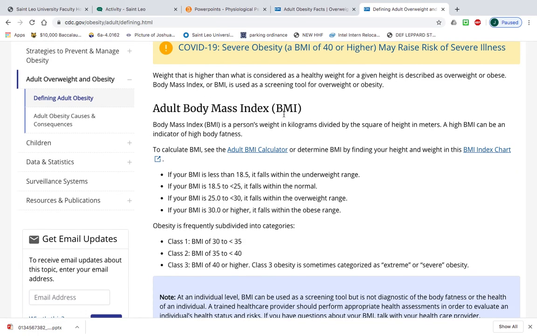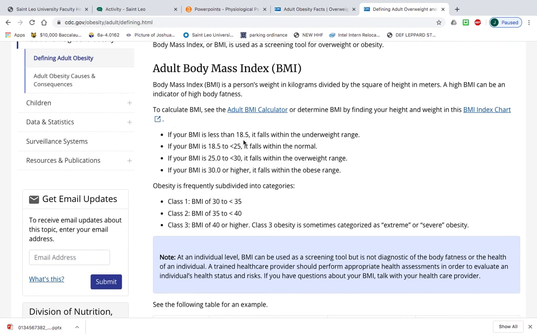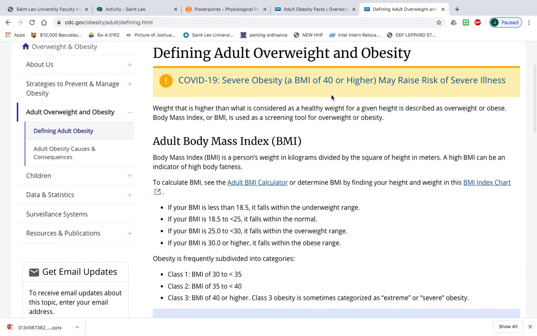But here you can see what the body mass index is. Most of you are probably familiar with that to a certain extent. You can see it's a person's weight in kilograms divided by the square of height in meters. You basically get an idea there. And here you can see the BMI ranges. Under 18.5 is underweight. 18.5 to 25 is normal. 25 to 30 is overweight. 30 or higher is obese. 40 or higher is extreme or severe obesity. And apparently the 40 or higher is a risk factor.